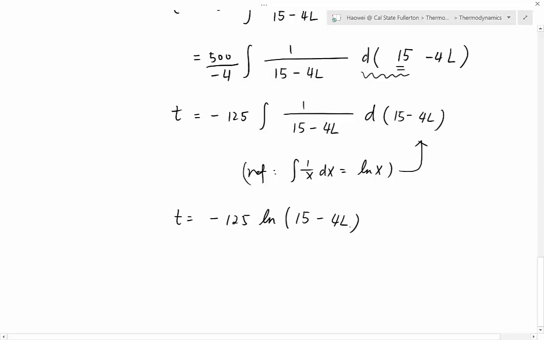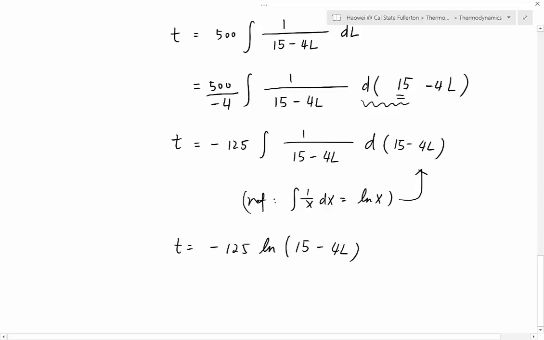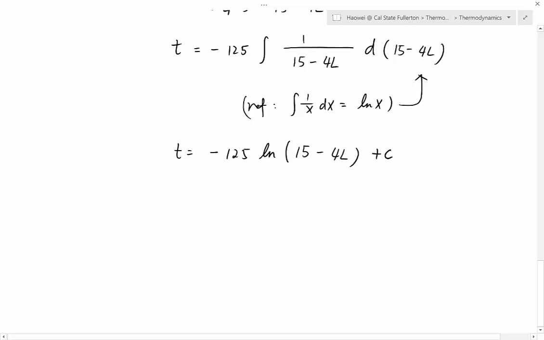Okay, and do not forget, if you do not integrate with limits, then you're going to generate one constant, so plus c. Okay, so now we just need to look for c. How do we look for a constant? We need initial condition. Initial condition is given when time is equal to 0, the height of the liquid is also 0. So we're plugging this initial condition back into this equation.